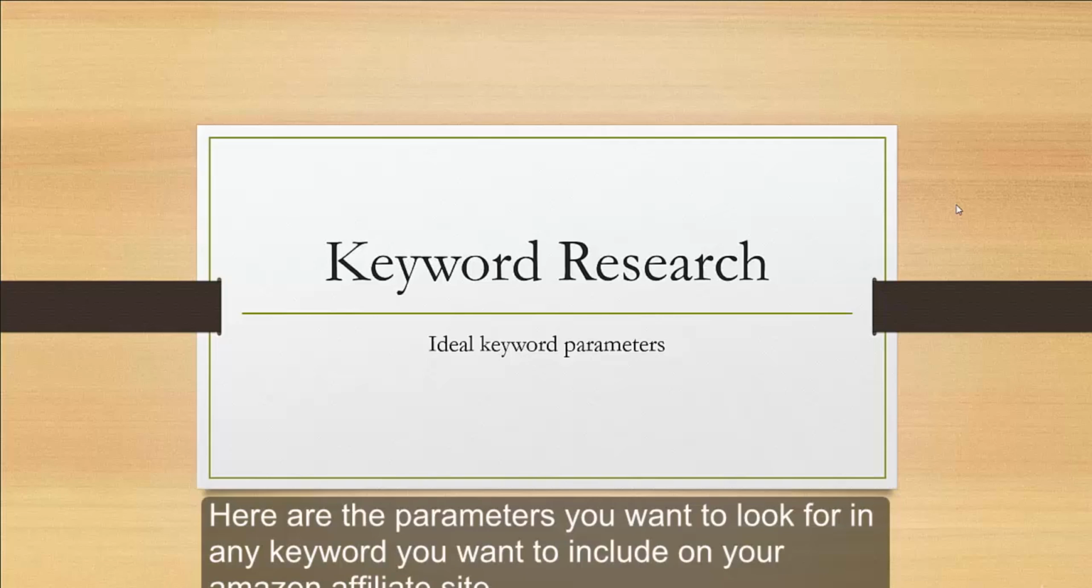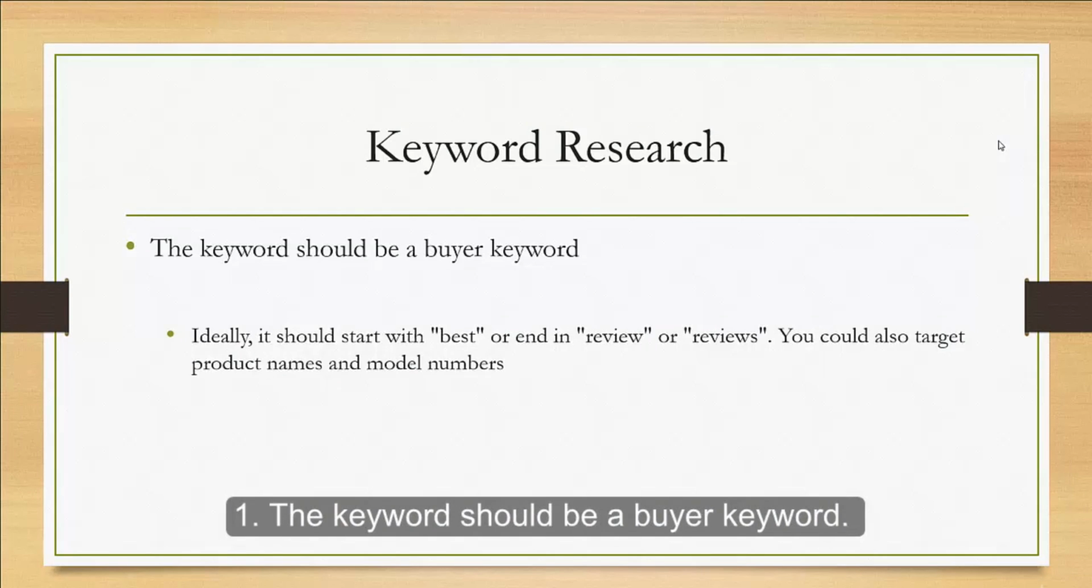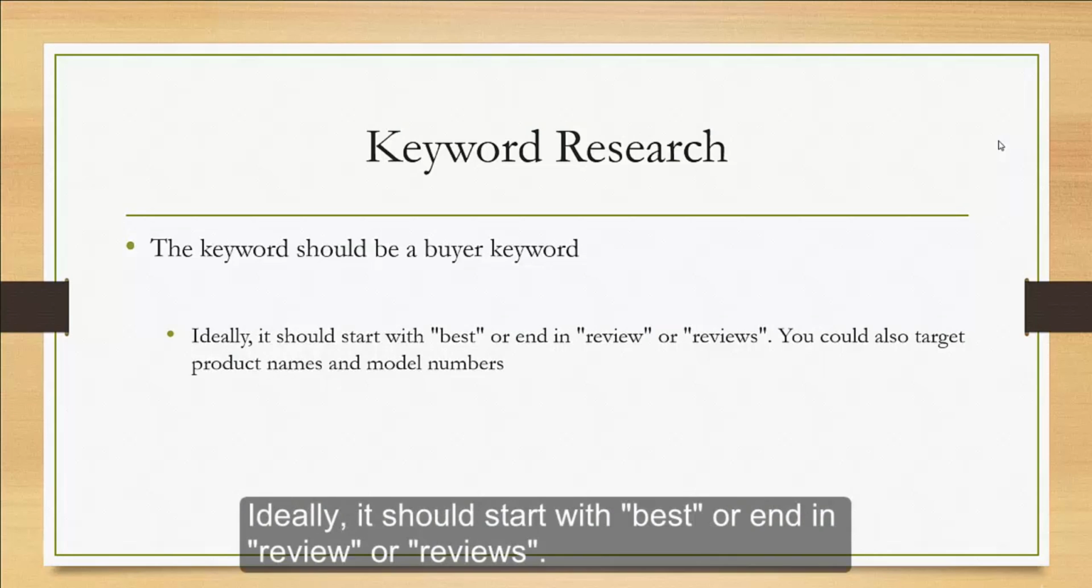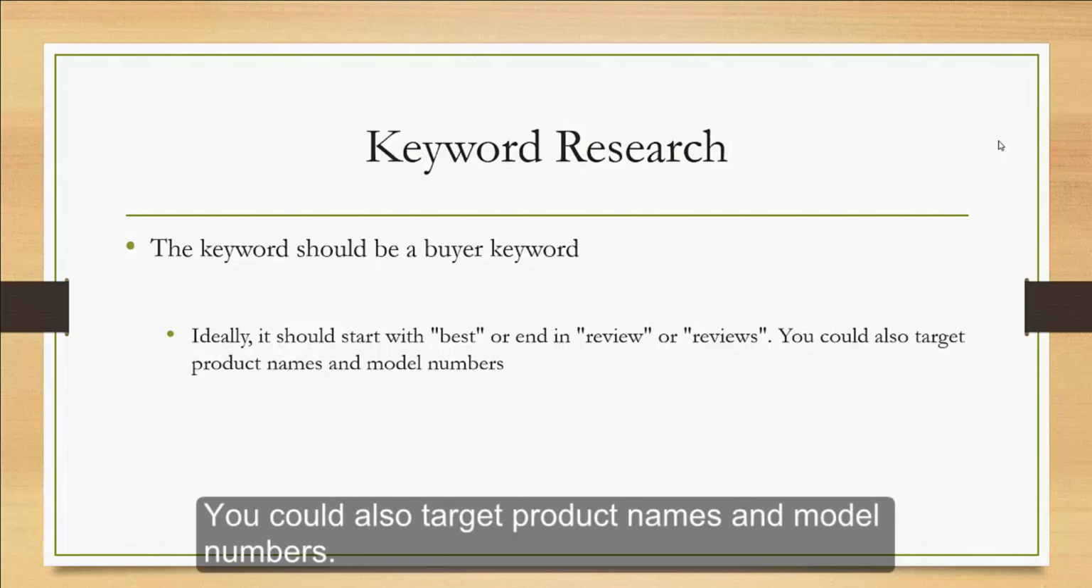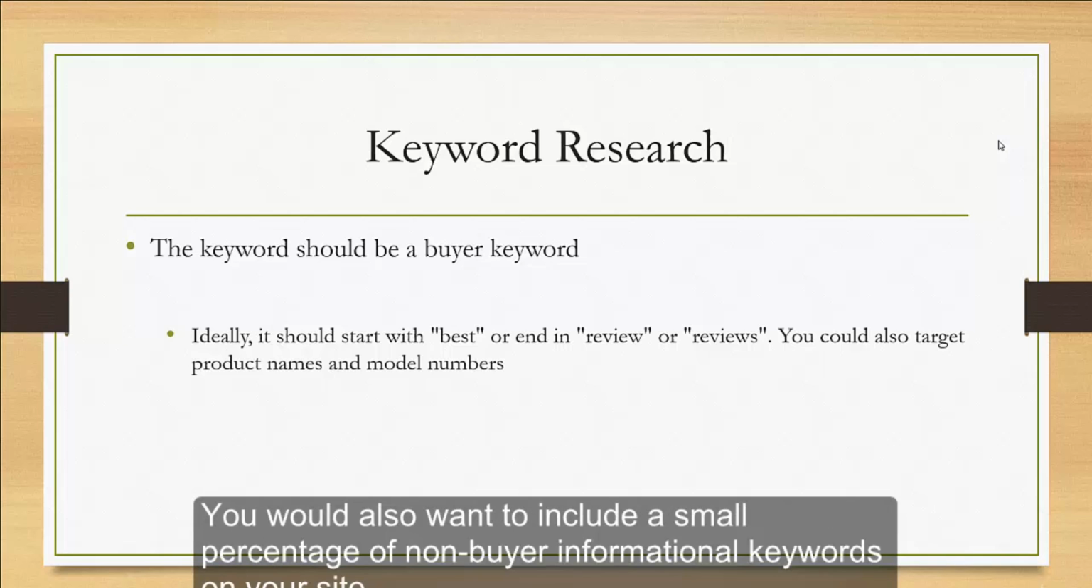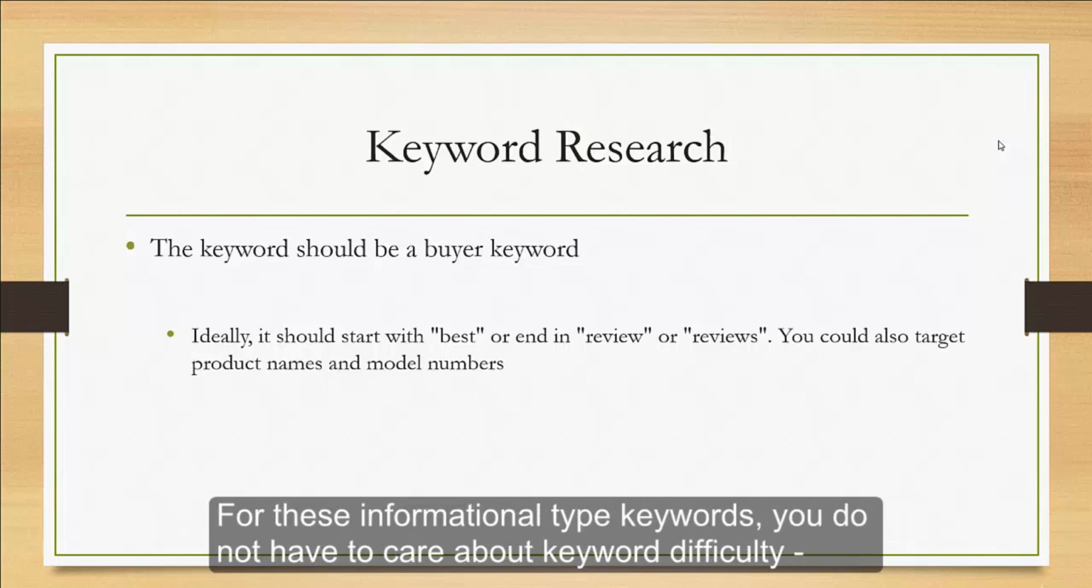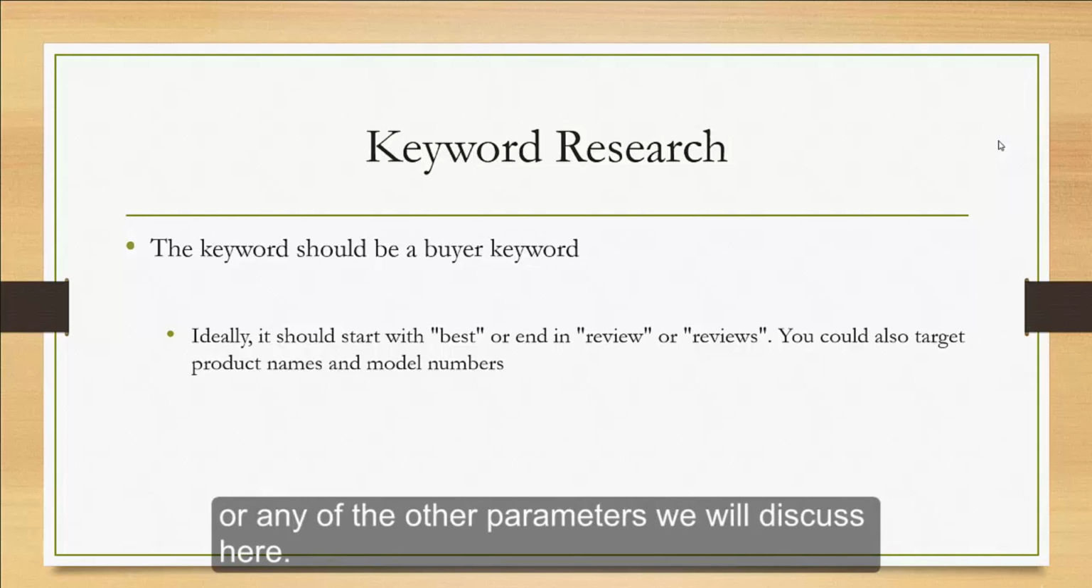Here are the parameters you want to look for in any keyword you want to include on your Amazon affiliate site. The keyword should be a buyer keyword. Ideally, it should start with best or end in review or reviews. You could also target product names and model numbers. You would also want to include a small percentage of non-buyer informational keywords on your site. For these informational type keywords, you do not have to care about keyword difficulty or any of the other parameters we will discuss here.